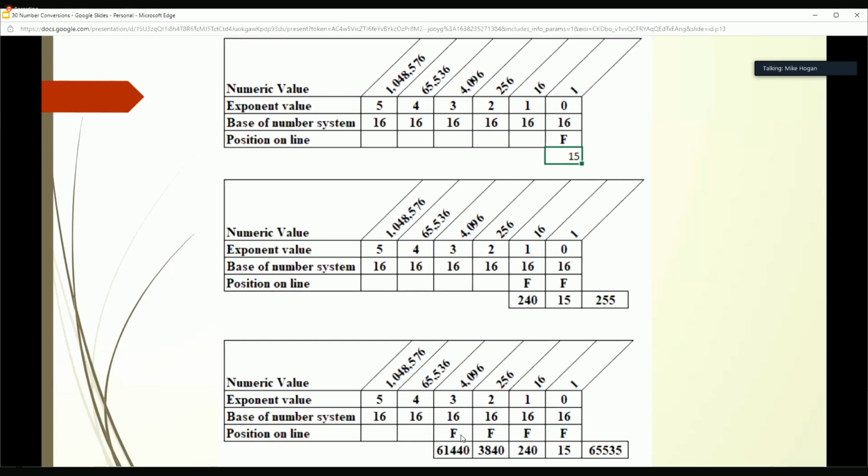Same thing holds true down here. F is going to be 1 less than the next weighted column. So 65,535 instead of 65,536. You can see these numbers will get extremely large fairly quickly.